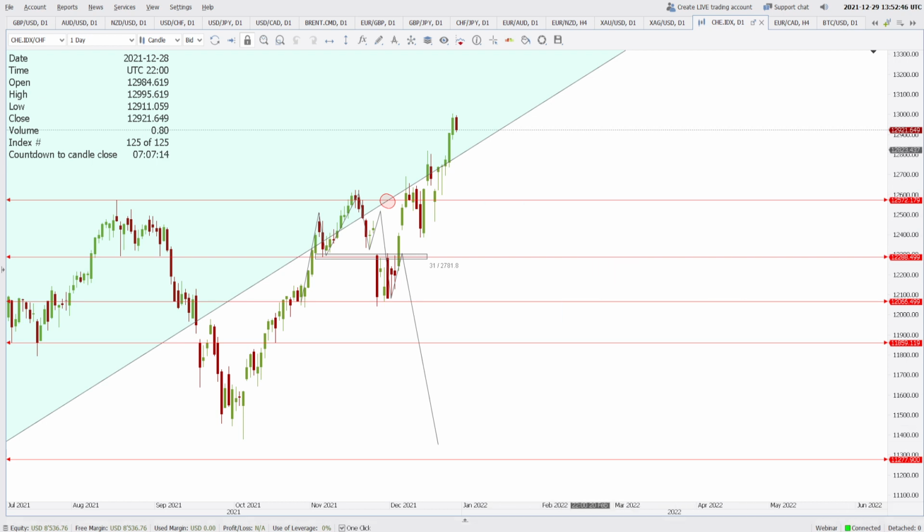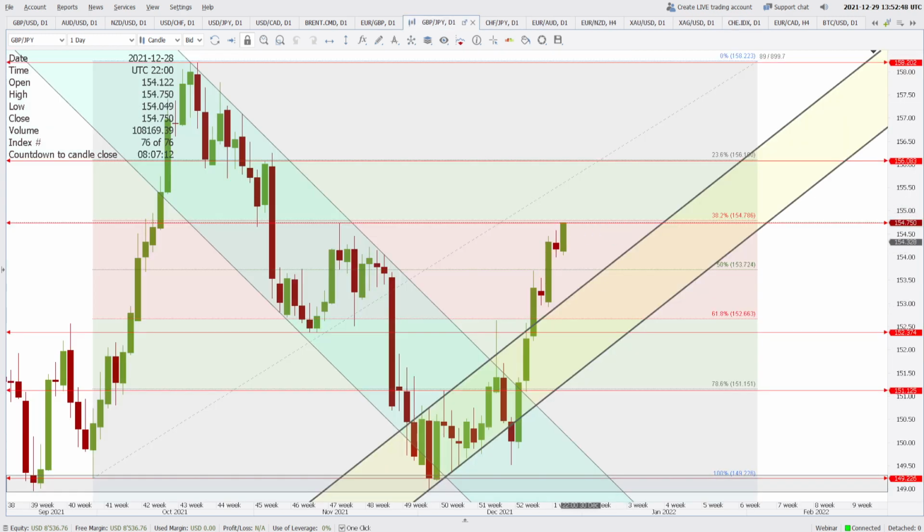Our trigger of 154.73 is triggered in the GBP JPY. The price is now trading at 154.75. All right.